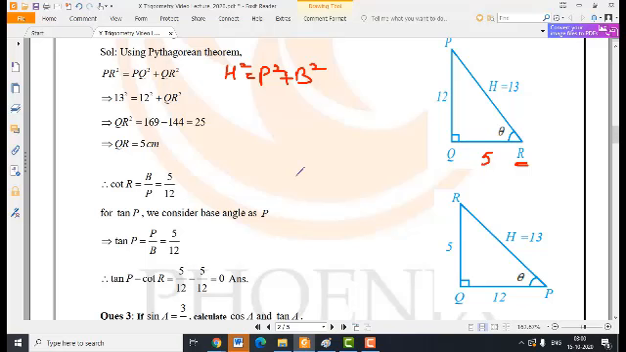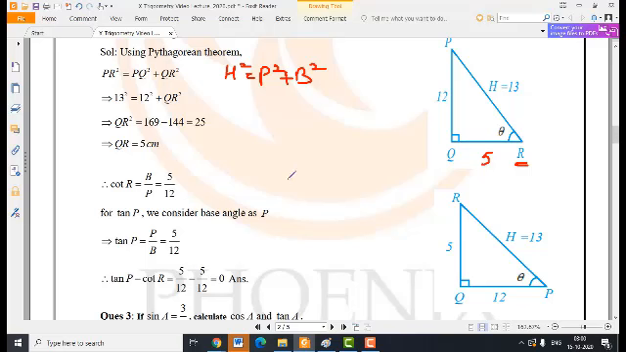Now, if I want to find the value of tan P, in this case it is going to be perpendicular upon base. Now, what is the perpendicular? The perpendicular is QR, which is 5 centimeters, as we calculated using Pythagoras theorem. PQ is given to you, which is 12 centimeters or 12 units. So what is the value of tan P? It is perpendicular upon base, that is 5 upon 12.